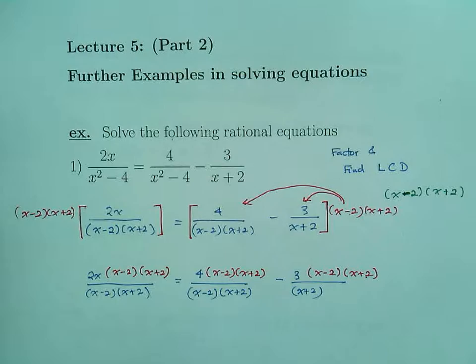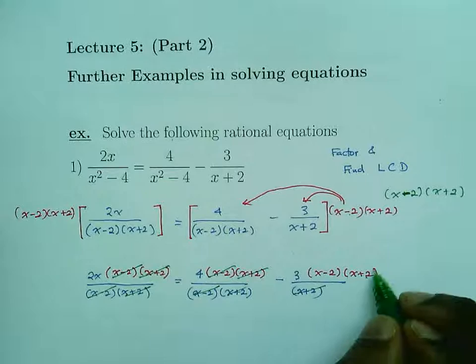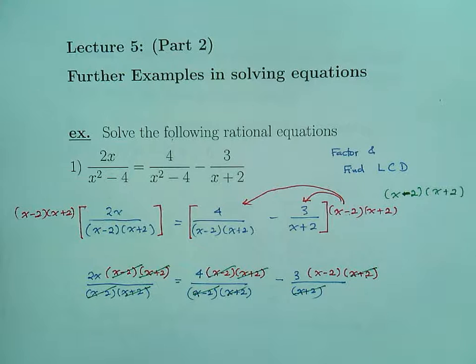Okay, now you can see how things cancel off, and feel free to cancel things off right here. These two and these two, these two and these two, and here only this one. So remember, once you finish this step, there should be no more fractions. And you see in here you get 2x on the right hand side, and on the left hand side you just get 4 minus 3 times x minus 2.